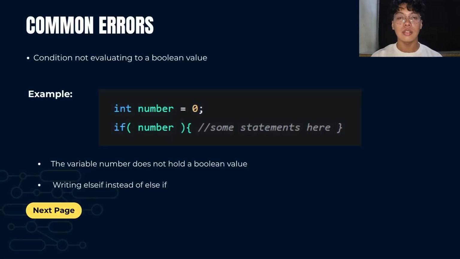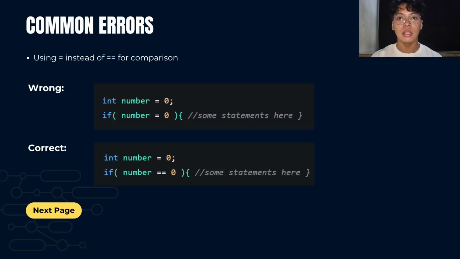And here are some common mistakes to avoid. Your condition must always evaluate to true or false. Don't type else if as one word in Java. It's else if with a space. And be careful with equal signs. A single equal sign assigns a value. Two equal signs compare values. This is one of the most common beginner mistakes.